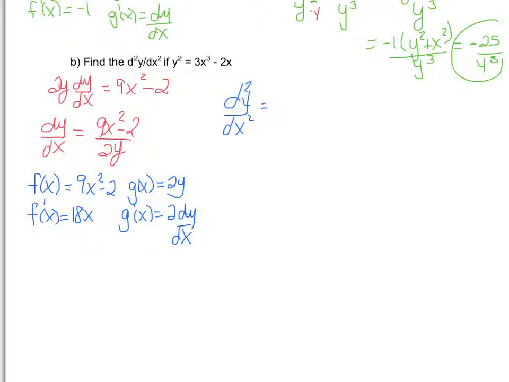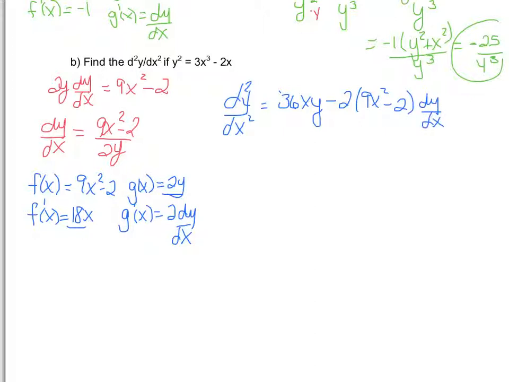derivative of the first times the second, so 18x times 2y is 36xy, minus the second times the first. It doesn't matter what order I multiply in, so I'm going to say that gives me minus 2 times (9x squared minus 2) dy/dx.